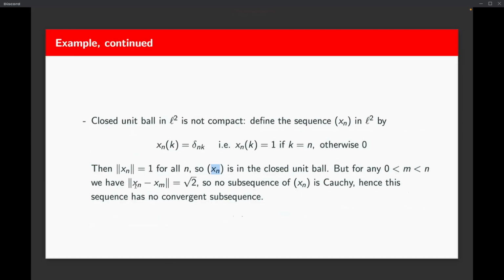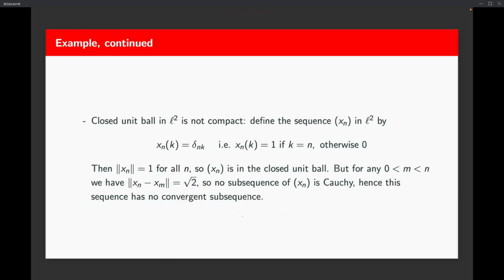But if we take different n and m and take their difference, then you get a 1 in one of the slots and a -1 in another slot and zeros everywhere else. That's going to have norm squared of 2, and this is true for any n and m that are distinct. So not only is the sequence itself not Cauchy, but no subsequence can be Cauchy either, and therefore no subsequence can be convergent. Therefore we don't have limit point compactness, and so the closed unit ball is not compact for that reason. So we use the equivalence of limit point compactness and compactness in a metric space.